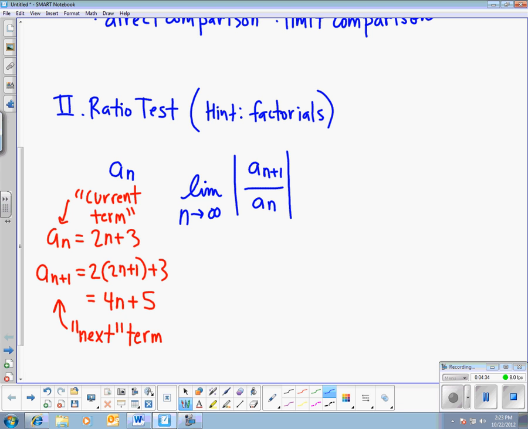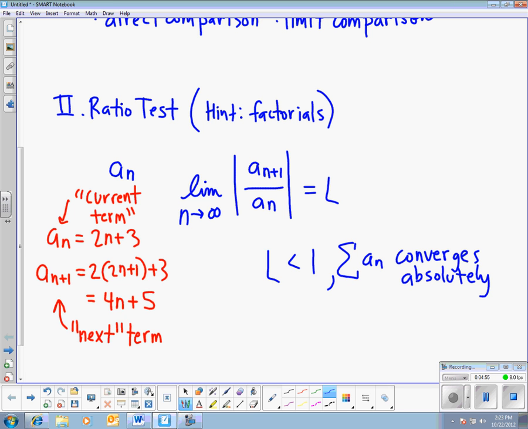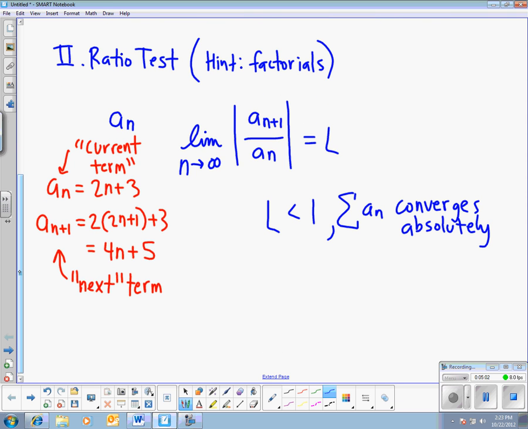3 things are going to happen. Let's call this limit L for just a second. If L is less than 1, then your series, the sigma of a sub n, converges. And not only that, it converges absolutely. If you refer back to the last video on alternating series, converges absolutely means it doesn't matter if it's alternating or not, it just converges.